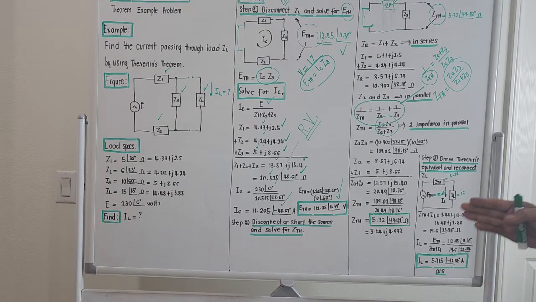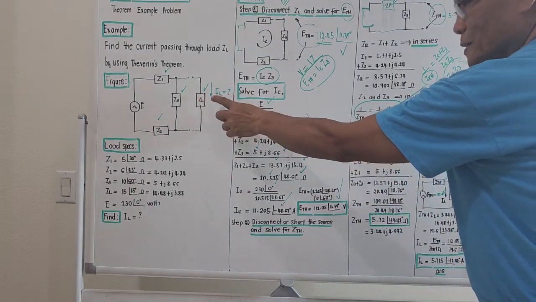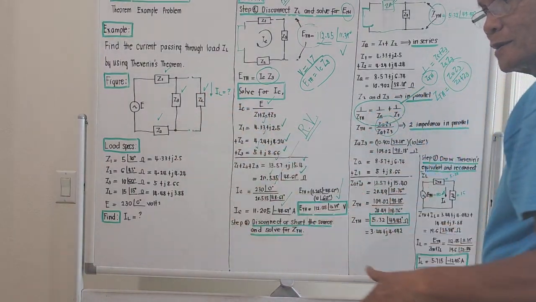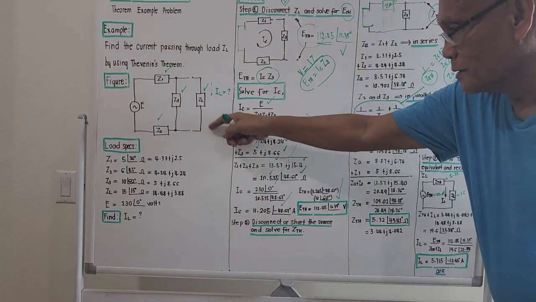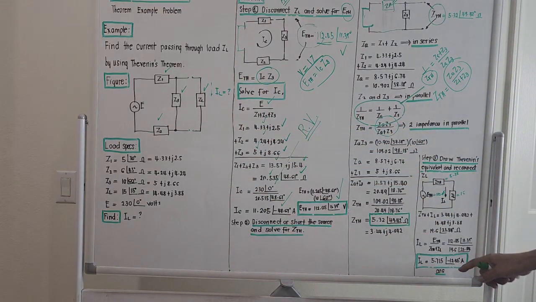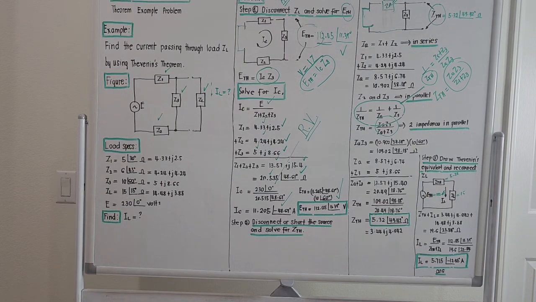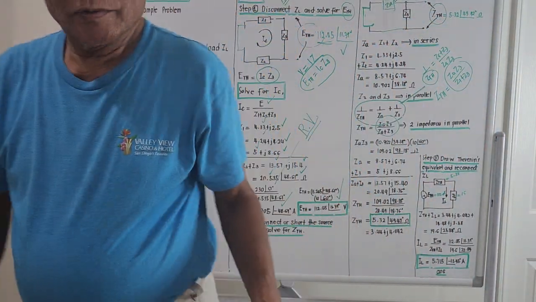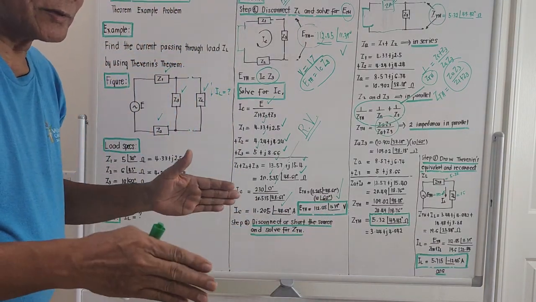The angle of the current is negative. This is a lagging load. This is a motor load, so the angle of the current lags the applied voltage. So the current passing through here, by using Thevenin's theorem, is 5.715, angle negative 12.45 degree amperes. That will be the solution by using Thevenin's equivalent, one of the advanced solutions under the study of circuitry.